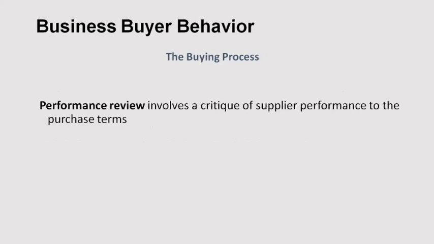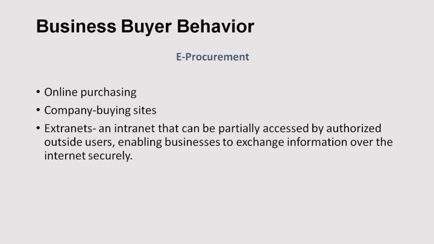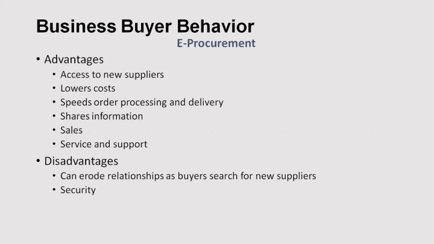So, kailangan ma-evaluate mo, tama ba yung na-deliver sa'yo, on time ba, no? Wala bang mali, no? Wala bang may sira, etc. Next is e-procurement. So, this is online purchasing. Class, E is, it refers to electronic. So, that refers to online purchasing, using company buying sites, or extranet. So, extranet is an intranet that can be partially accessed by authorized outside users, enabling businesses to exchange information over the internet securely. So what are the advantages of that?